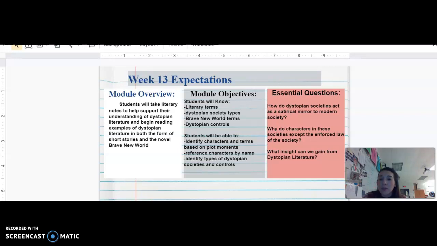As far as essential questions, how do dystopian societies act as a satirical mirror to modern society? Why do characters in these societies accept the enforced law of the society? And what insight can you gain from dystopian literature?